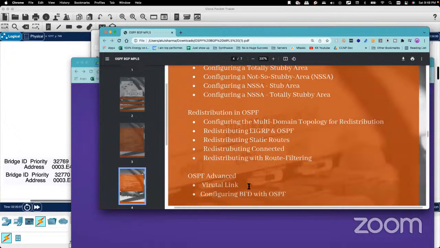Suppose, I'm sure, guys, you have learned this in CCNA that you cannot connect area 1 with area 2 without area 0, right? Yes, sir. But when it comes to virtual link, it will help you to configure area 1 with area 2 also. This is an exception which we are going to learn. We will also see one or two classes of OSPF with BFD. BFD is Bidirectional Forwarding Detection, and this is not part of ENCOR. Some topics like redistributing static routes, EIGRP, connected and all.